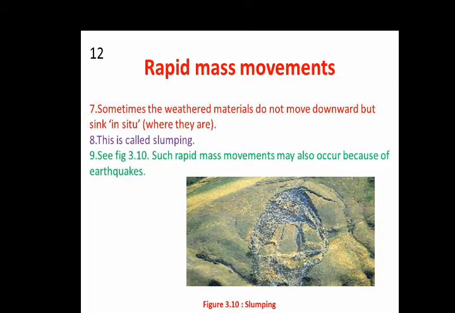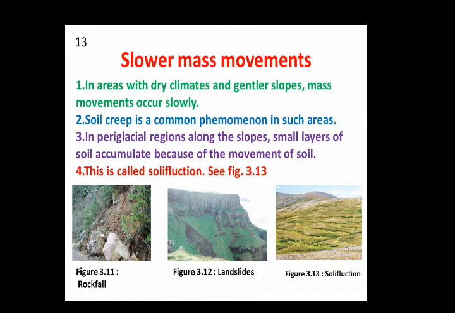Slower mass movement, the second type of mass movement, occurs in areas with dry climates where there is less rainfall and a gentler slope. Mass movements occur slowly. Soil creep is a common phenomenon in such areas. In the periglacial regions along the slopes, small layers of soil accumulate because of the movement of the slide. This is called solifluction. In figure number 3.13 solifluction is shown, 3.12 a landslide, and 3.11 rockfall. Okay, we have studied the slower mass movements here.